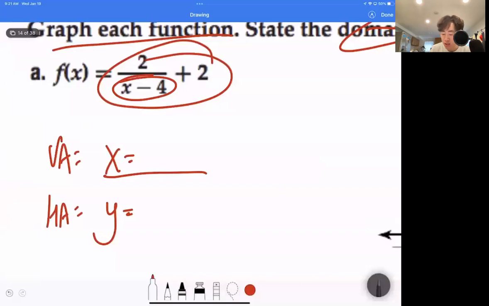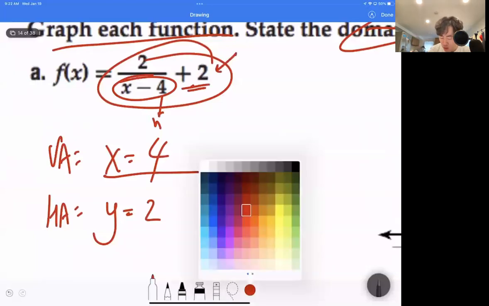It's always what makes the denominator 0. x minus 4. The plus 2 at the end, that's your vertical shift up and down. So we are only going to take a look at x minus 4, or better yet, that's your h value from your previous formula. So we should both agree that x equals 4 will be your vertical asymptote. Horizontal asymptote is y is equal to 2. That's how much it's been shifted up.